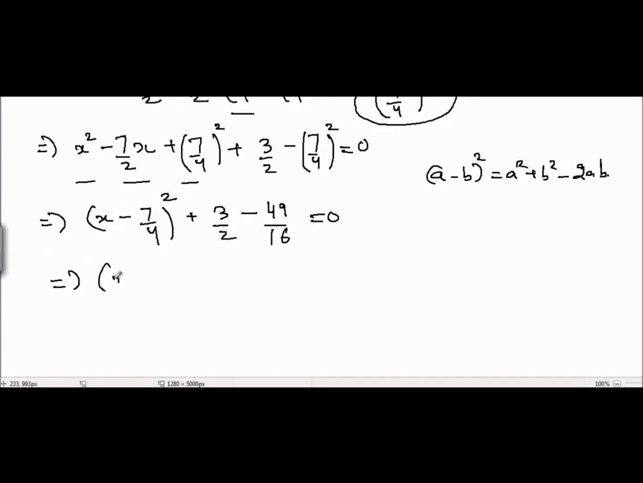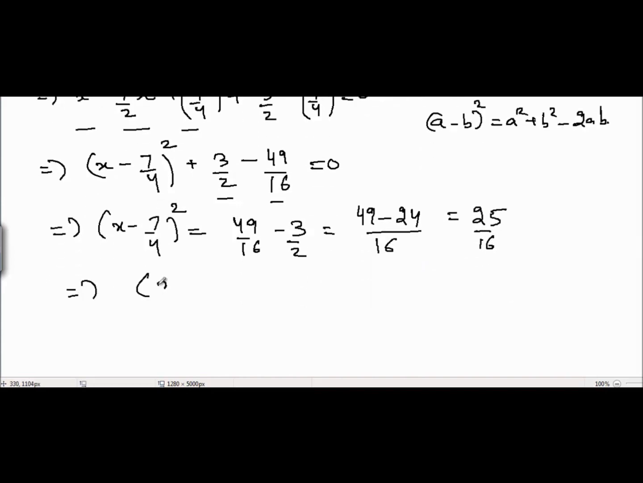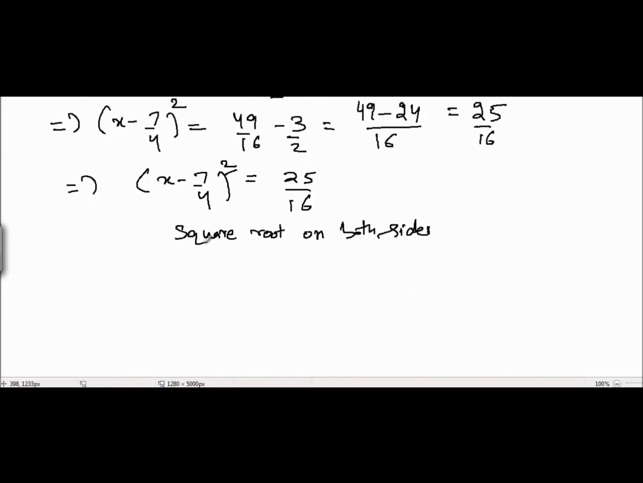Now I'll bring these two terms to the other side. It will be equal to 49/16 − 3/2. 16 is the LCM, and I'll get (49 − 24)/16, which is equal to 25/16. So I get (x − 7/4)² = 25/16. Now I will take the square root on both sides. In order to solve for x, I have to eliminate this square, so we take the square root on both sides. So we get x − 7/4 = ±5/4.